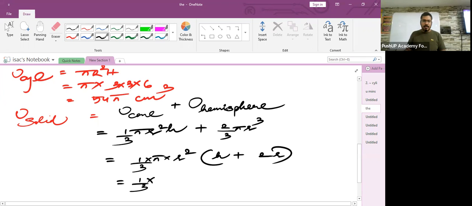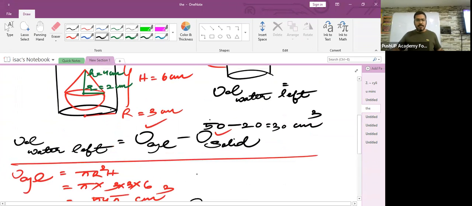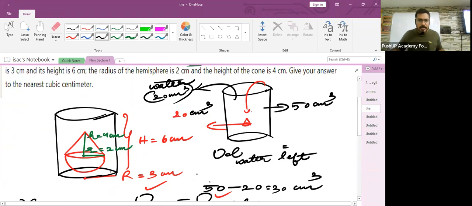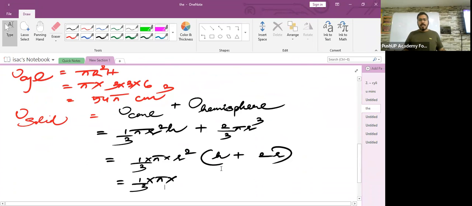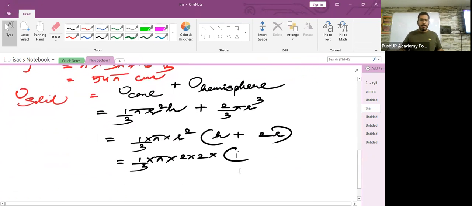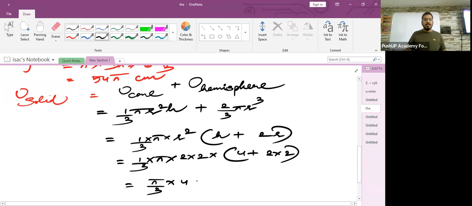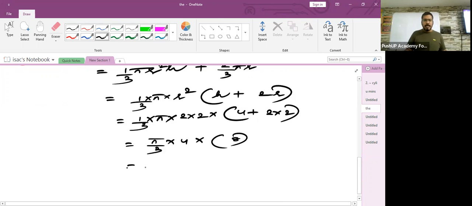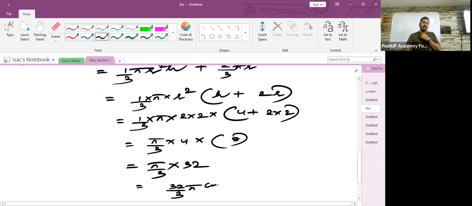Now 1 by 3 into pi into r is what? The radius of the hemisphere and the cone? 2 centimeter. All right. So here I will be getting 2 into 2 into height is how much? 4. Height is 4. Plus 2 into 2. Okay. Now this is equal to 1 by 3 into pi is pi by 3, nothing else. 2 into 2 is 4 into 4 plus 2 into 2 is what? 8. Okay. So I'm getting pi by 3 into 4 into 8, which is 32. So you get 32 by 3 pi centimeter cube.